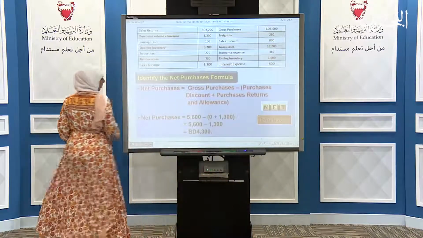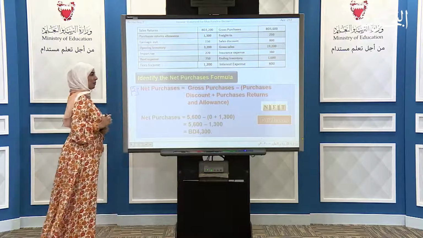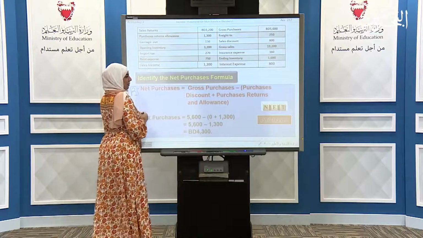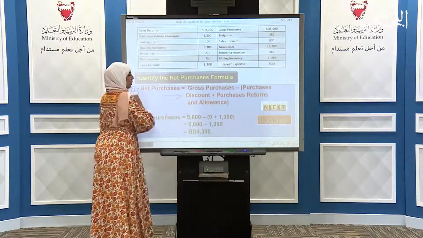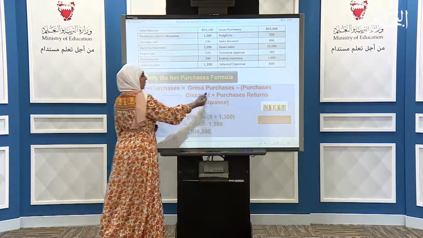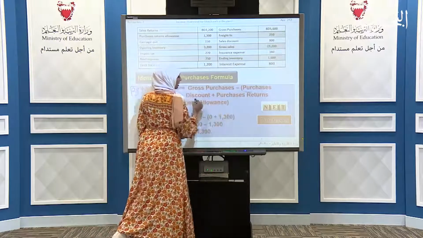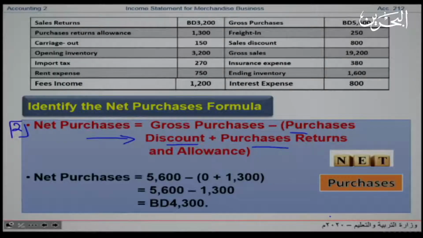Then we will shift to the second required. Our second required is to find the net purchase. How can we get the net purchase? We get it by using this formula. Our formula is the gross purchase, and we will subtract the purchase discount plus the purchase return and allowance. Let us take a look about Abdullah Company data.